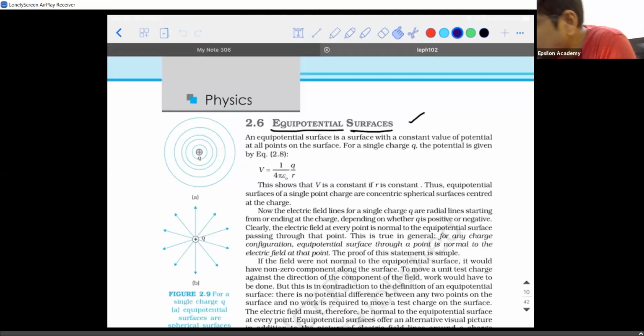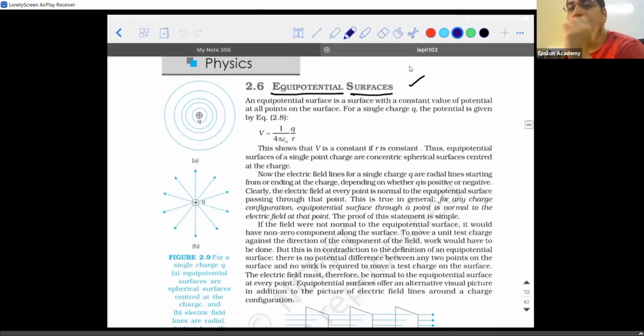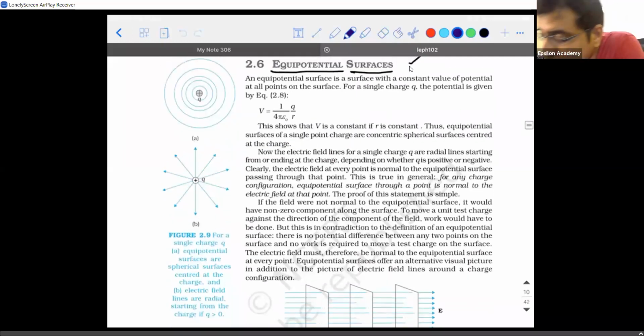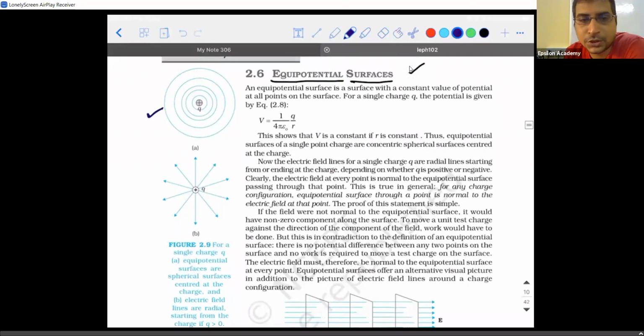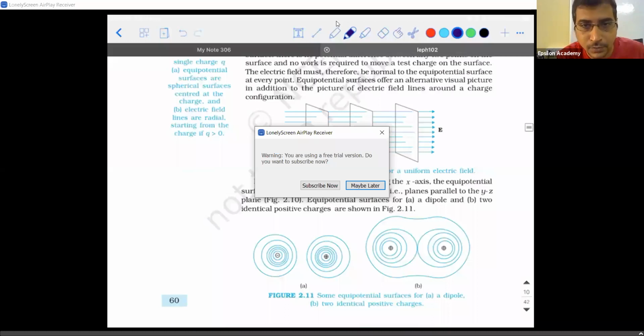Equipotential surface, right? So what does an equipotential surface mean? It is a surface which has the same potential at every point, or the potential difference between any two points on that surface is 0, right? Then we saw how to draw the equipotential surface for an isolated charge. It can either be a positive charge or a negative charge. Now, I just wanted to show a small simulation before I proceed to the other topic.